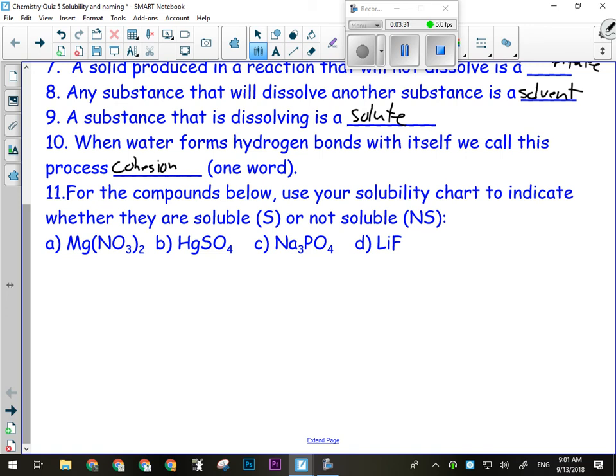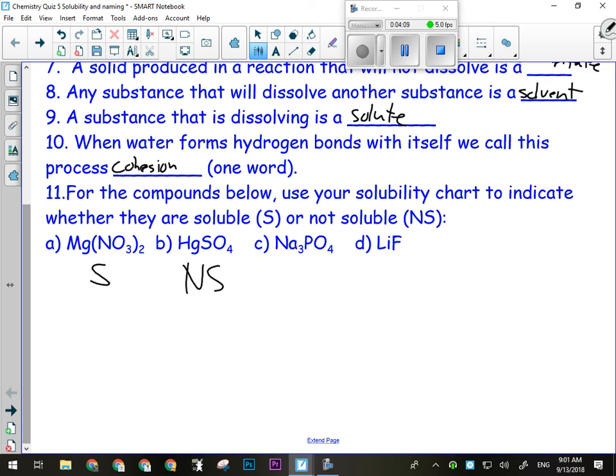All right, cohesion. For the compounds below, use your solubility chart to indicate whether they are soluble or not soluble. So we have first off magnesium nitrate. Well, all nitrates are soluble, so that one's soluble. Then we have mercury sulfate. Even though on our solubility chart it shows Hg2, it's still mercury. Down there in the second row for sulfate, that one is not soluble.